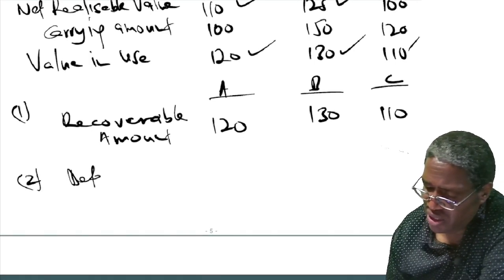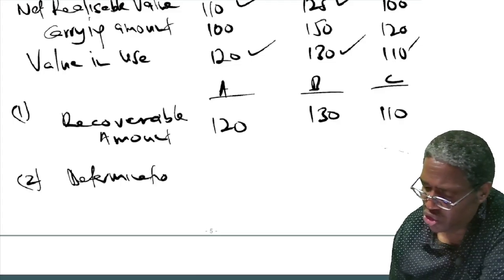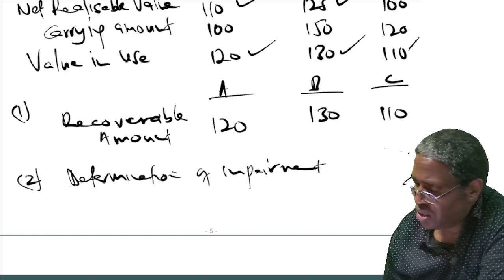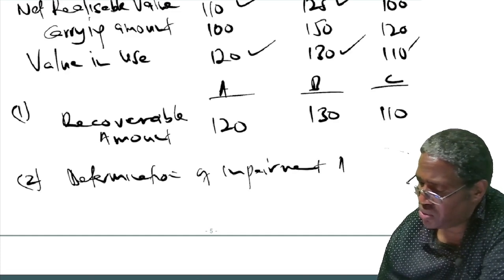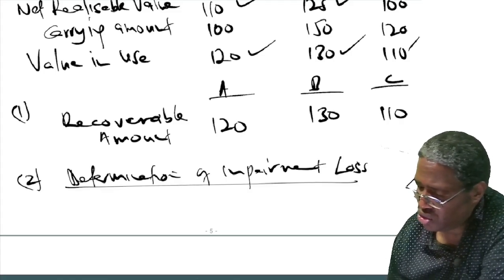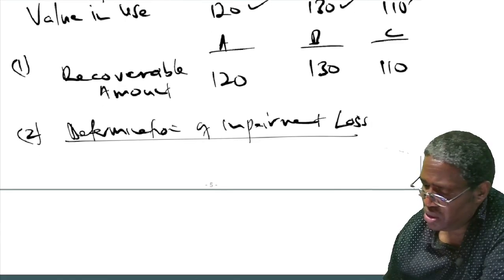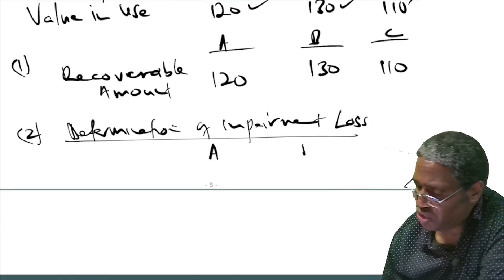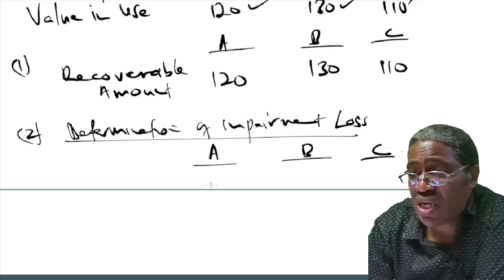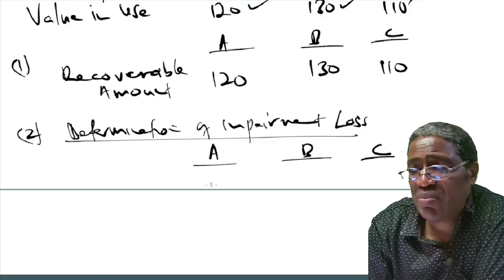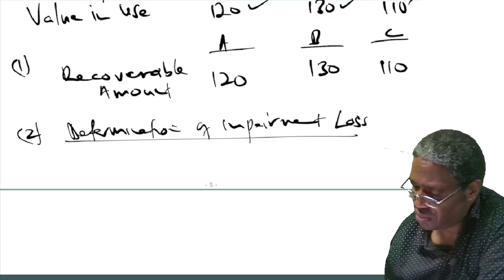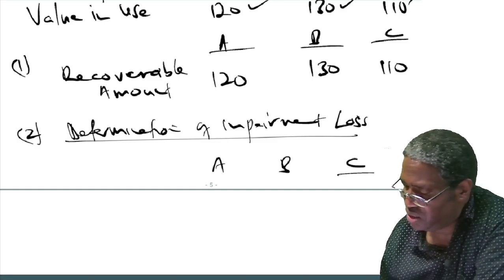We want to determine the impairment loss. Let's determine the impairment loss. So maybe again you can have the 3 columns A, B, and C. Already we have discussed how you determine the impairment loss. Maybe I could put them down here: A, B, and C.